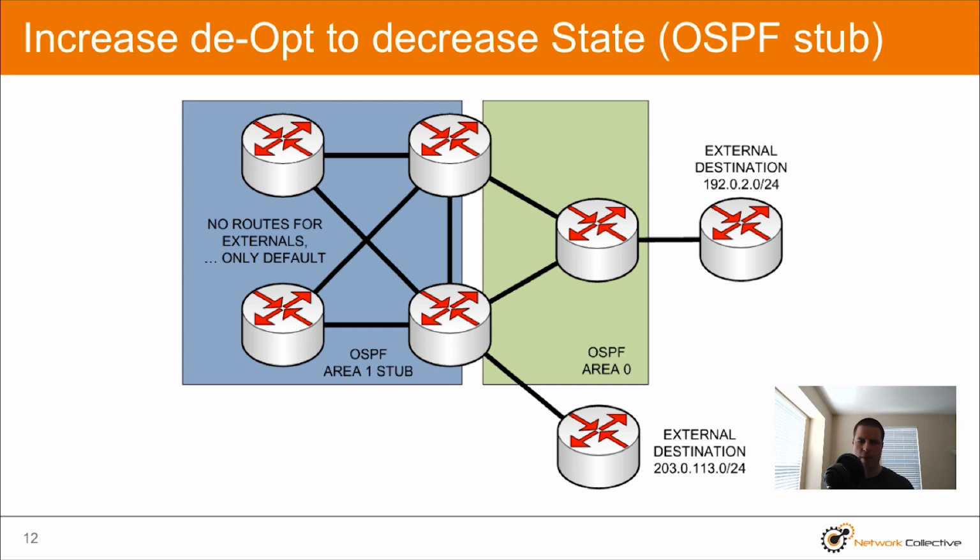But I can illustrate this better with the router at the bottom. Hopefully it's clear the suboptimality that may happen here. Again, we increased deoptimization specifically to decrease state. So we enabled this blue area for stub, knowing that it would decrease state, but at the same time, it made the network less optimal. Consider those routers in the blue area again, and they need to send traffic to external destination 203 dot whatever. They have a 50-50 chance of sending the traffic between the two ABRs, even though clearly the ABR on the bottom is the shorter path.